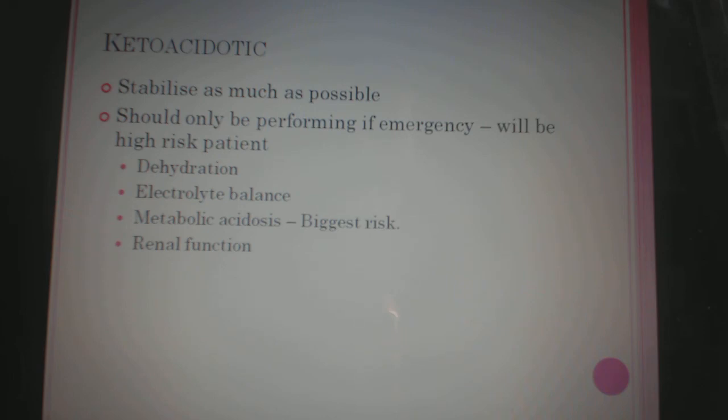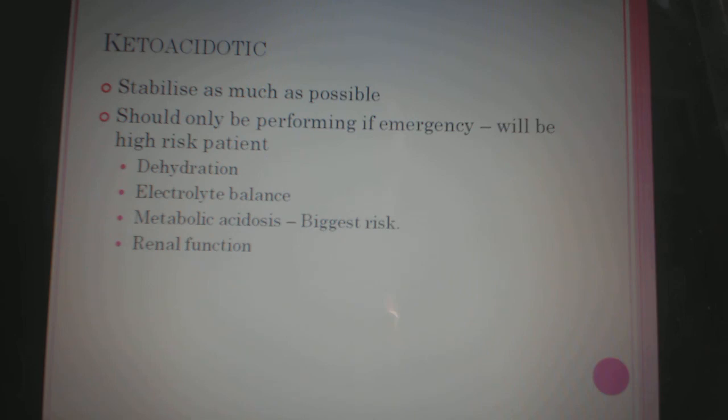And ketoacidotic animals, if they require an anaesthetic, it should be exactly the same principle. We don't do the anaesthetic until we've got them as stable as possible. Obviously, we should only ever be anaesthetising ketoacidotic animals if it's an emergency. They are high-risk patients, and we really shouldn't be doing this unless we have to.